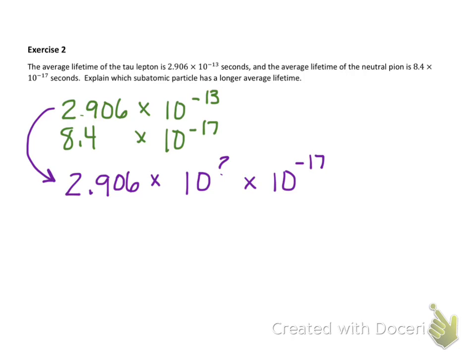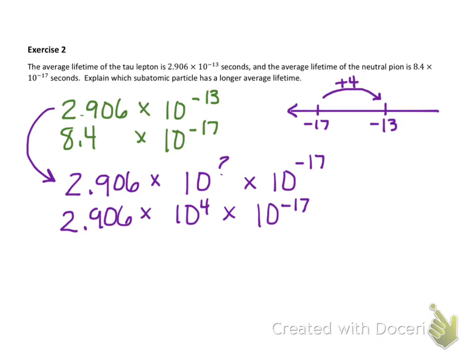And so I need to know what can I add to negative 17 to get negative 13 back out. So I'm just splitting this power of 10. And so think about that. There's negative 17, there's negative 13, and the distance between them is 4. So to get from negative 17 to negative 13, I have to add 4. So that gives me this expression, 2.906 times 10 to the 4th times 10 to the negative 17.